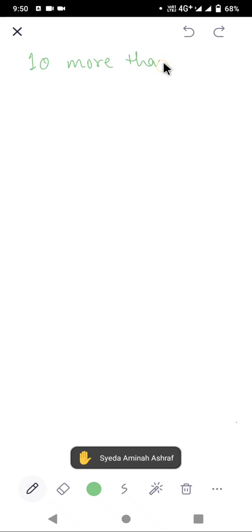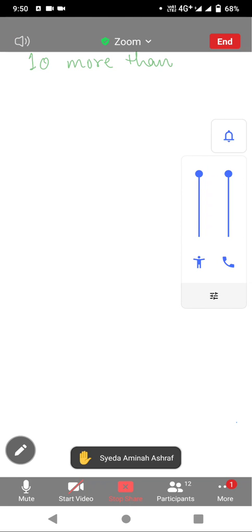Ten more than. So students, I told you that when we have to find 10 more than, what we need to do is add 1 in the tens place digit only. The remaining digits, the ones place and hundreds place, will remain the same. Only the tens place digit will change when we find 10 more than or 10 less than. So let's see, first we'll find 10 more than.